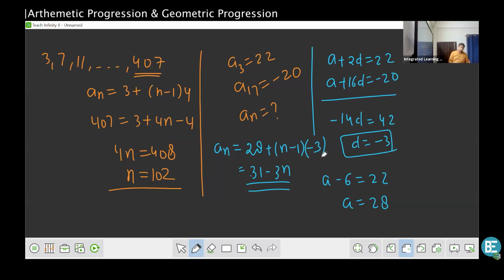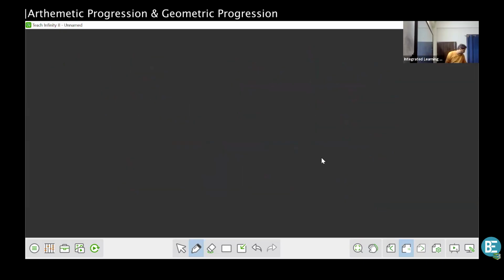See the next one. In an AP, A2 plus A5 minus A3 is equal to 10. There is another condition that A2 plus A9 is 17. You need to find the 20th term of the AP.